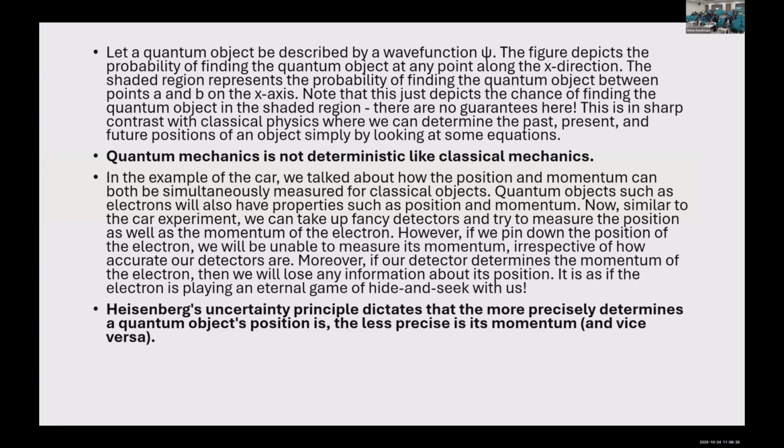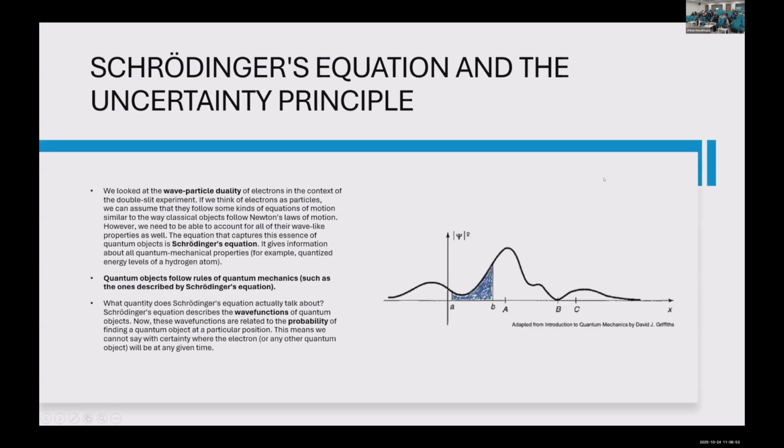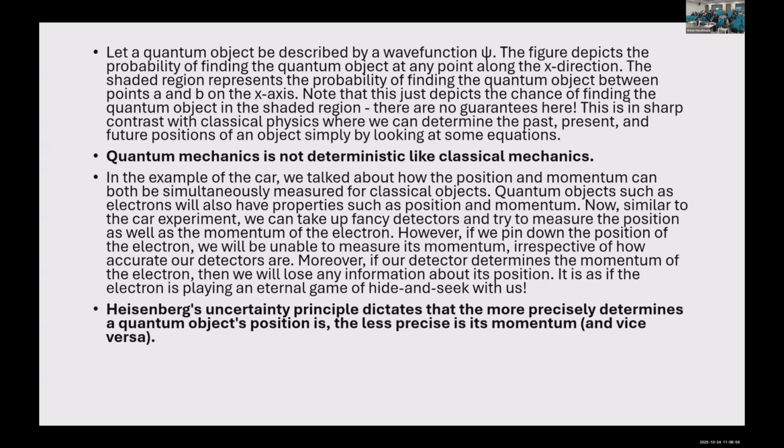So a quantum object is described by a wave function, as you know by now, right? The figure depicts the probability of finding the quantum object at any point along the x direction here. And the shaded region represents the probability of finding the quantum object between points A and B on the x-axis.